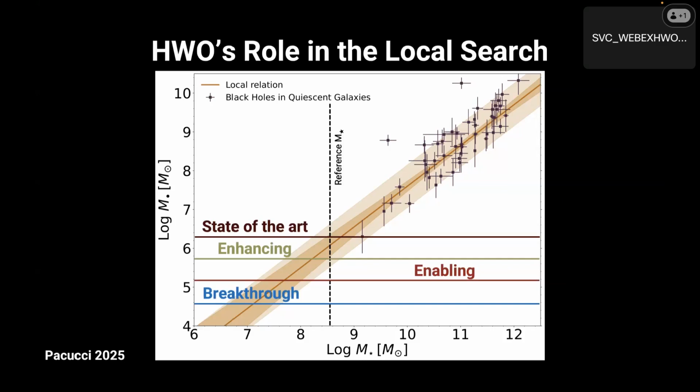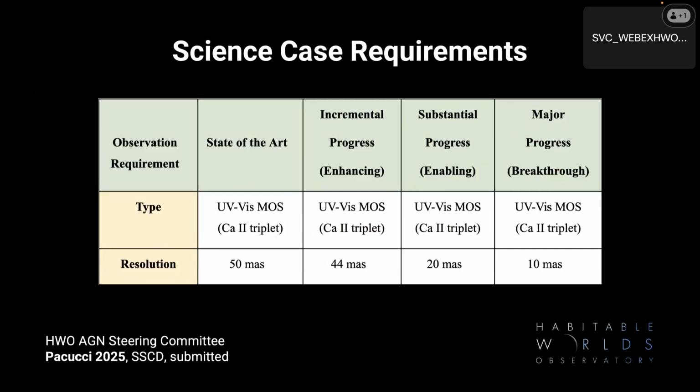And this corresponds to 1 sigma, 2 sigma, and 3 sigma departures from the standard relation, assuming the dispersion in the relation itself. So this translates into enhancing, enabling, and breakthrough capabilities for UV and multi-object spectroscopy. These calculations are particularly for the calcium-2 triplet, and you can see the different angular resolutions that we need here.